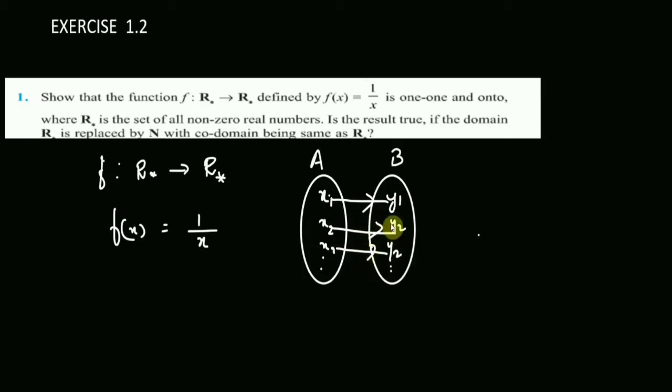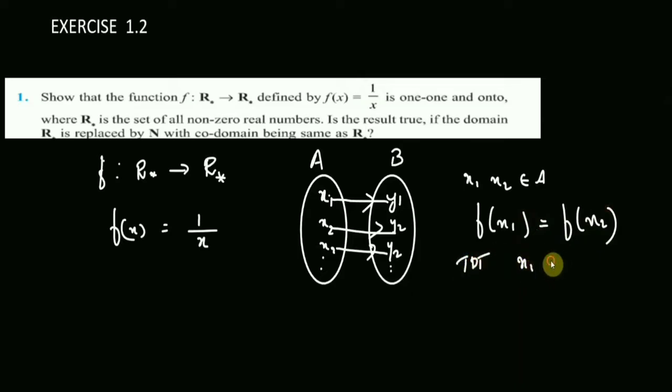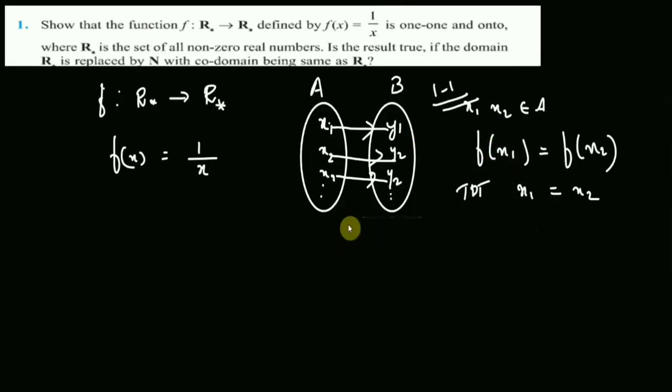So how do you prove a function is one-to-one? We have to take two different elements. Then you have to assume that if f(x1) is equal to f(x2), then you have to prove that x1 is equal to x2. This is the algorithm we are going to use to prove one-to-one. Now when will you say a function is onto?